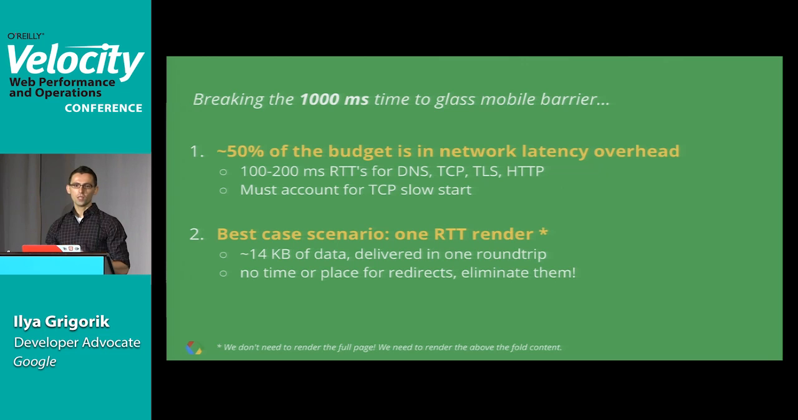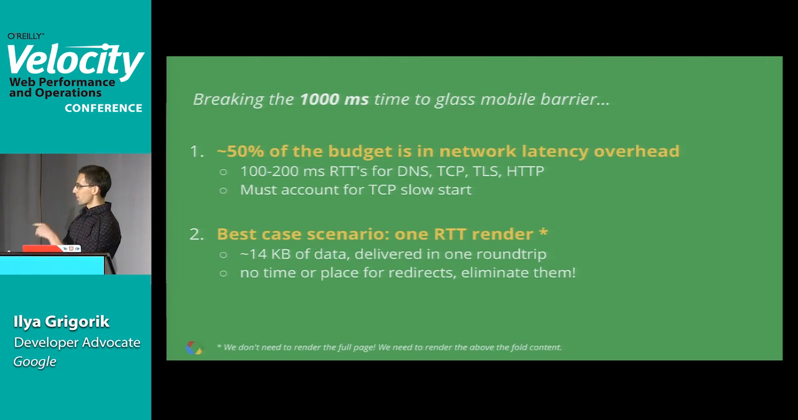So what that means is we can fetch up to 14 kilobytes of data, and with that 14 kilobytes of data, we have to be able to render something useful to the client. That is our ultimate goal, which, of course, is a very tricky problem because our pages are not 14 kilobytes. They're about 10x that nowadays, right?